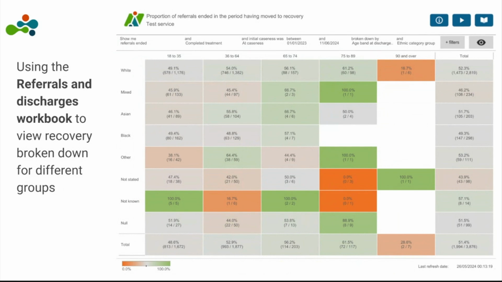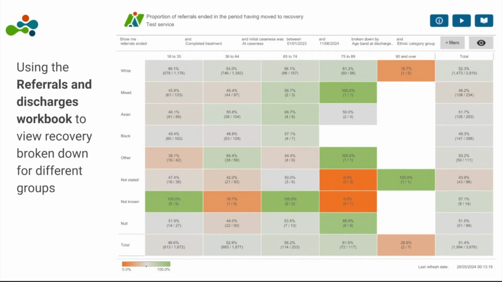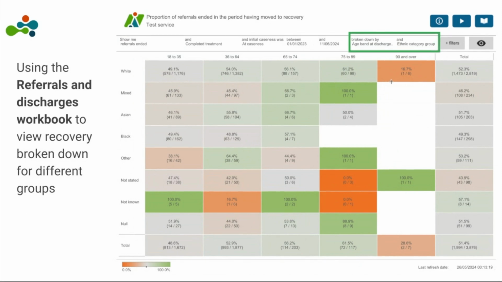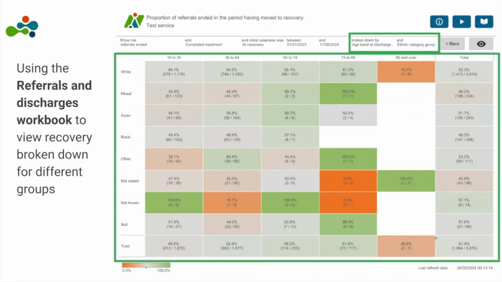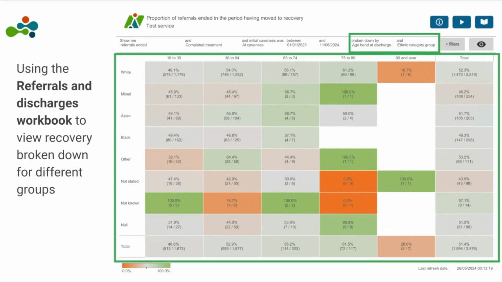Last one from the referrals and discharges workbook is this very useful tab where you can pick two different metrics or characteristics. Up here we have selected age band and ethnic category, and it will build you a table detailing the recovery rates, or reliable recovery, for all of the different combinations of those groups.